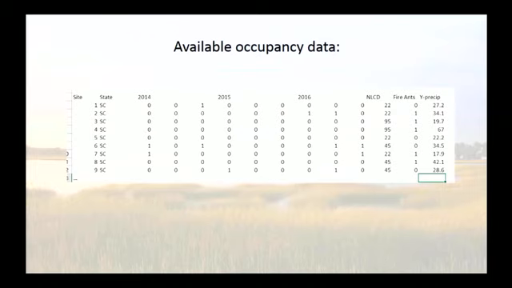As part of this process, the service does a data call. So they reach out to all of the state agencies and potential researchers and universities, and they say to them, we're about to make this decision about whether or not to list this species. And if you have any data or information that you're willing to share with us about the species that might help us make our decision, please send it our way.